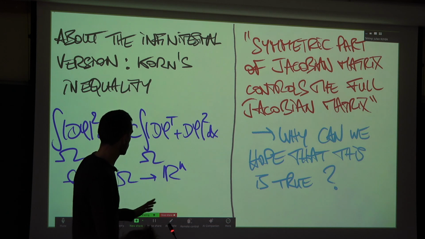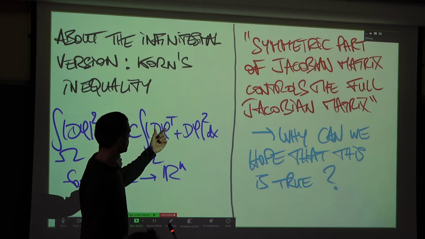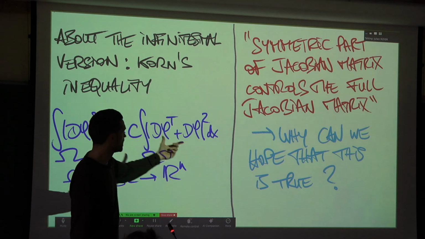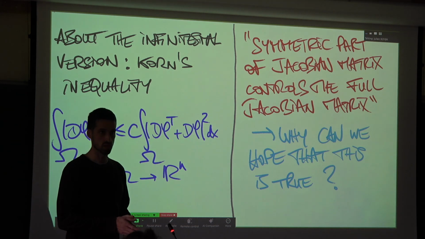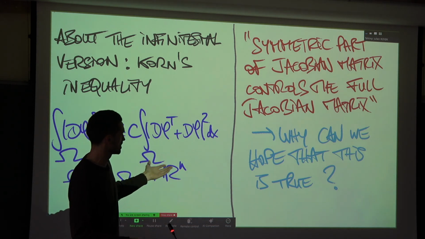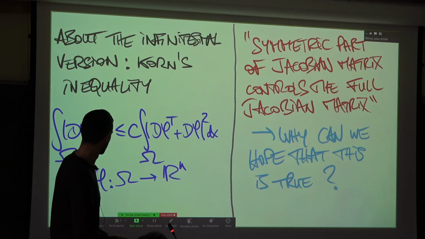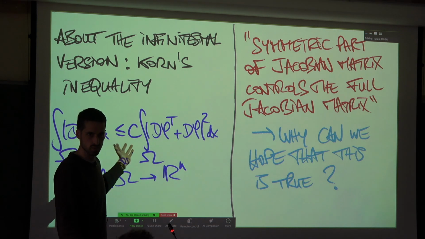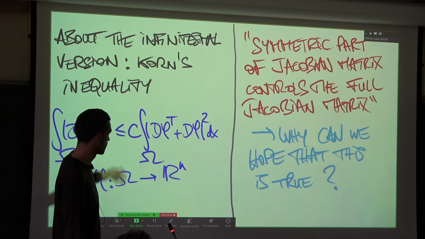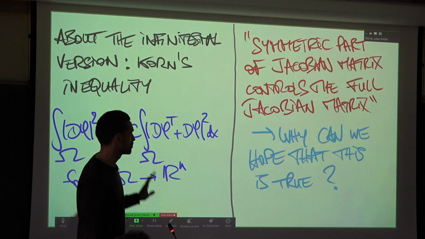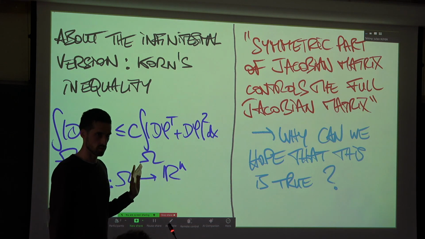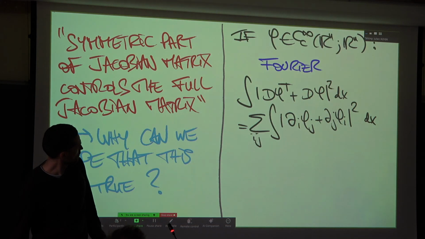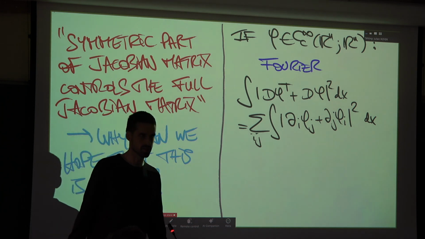Okay, so in some sense, what am I saying? The symmetric part of the Jacobian matrix, which is the object that appears on the right-hand side, is enough to control completely the full Jacobian matrix. So if you think about it, this is something non-trivial, right? I'm saying that this smaller thing can control this thing that naively would not have been controllable by that because it contains a lot more information. So the question is, why can we even hope that such a thing is true, right? Why is that?